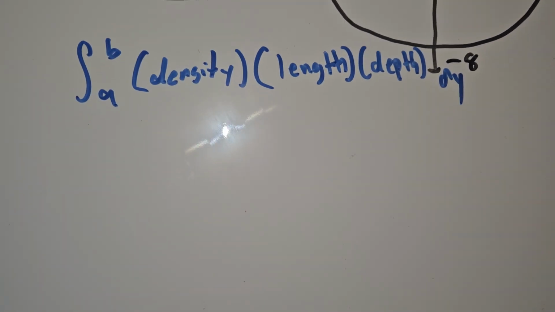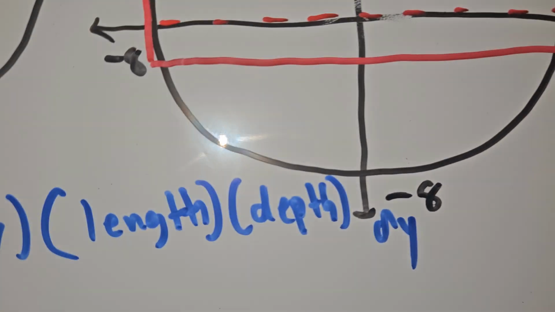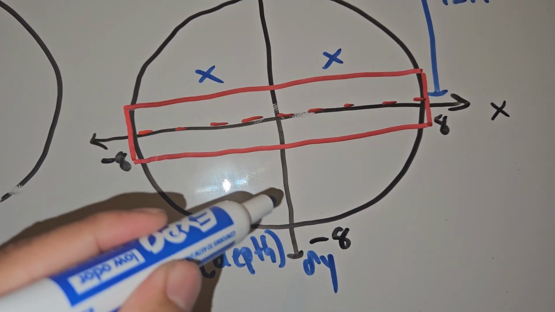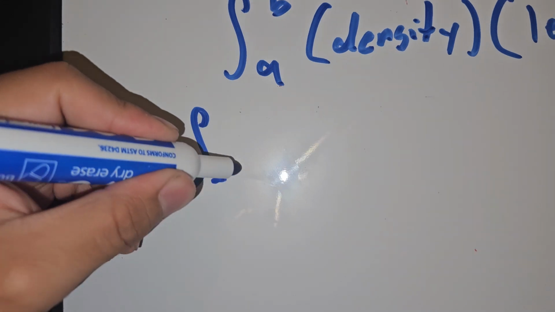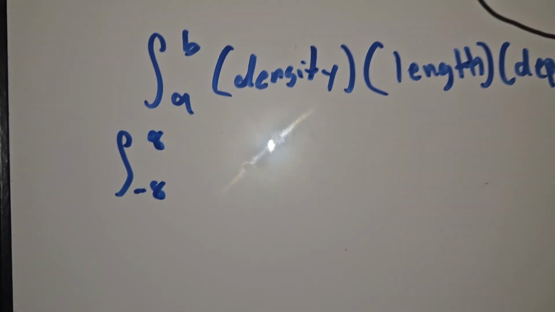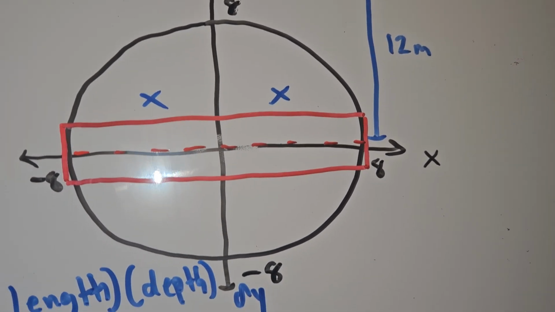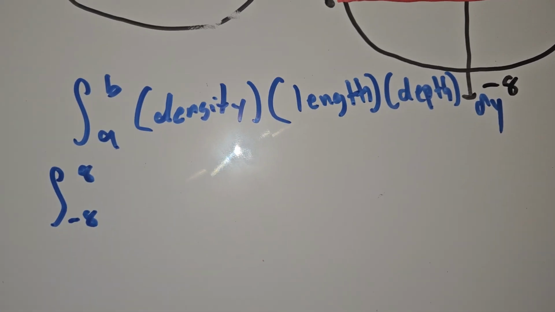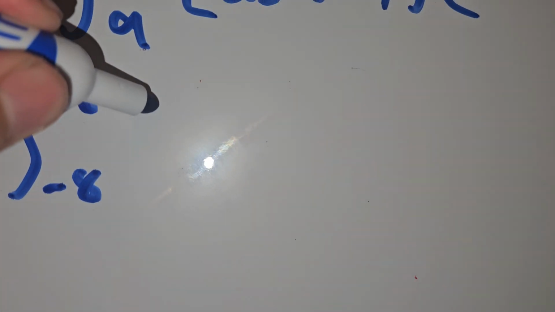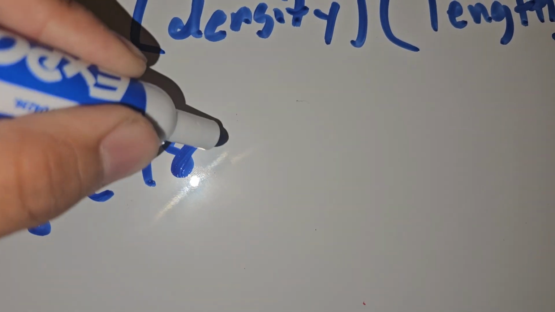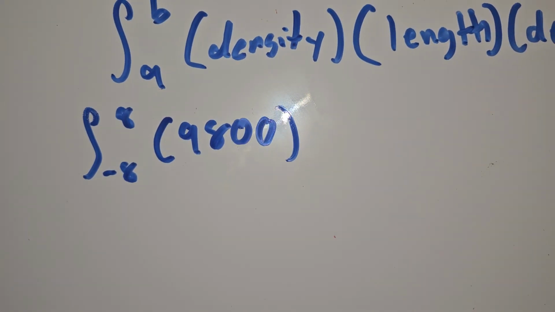So let's go ahead and do this integral. We have the integral from a to b. What is a? We're taking the sum of the rectangles from -8 all the way to 8, so a to b is -8 to 8. The density: we're working in meters, the metric system, not the imperial system, which is feet and inches. So in this case, the density is given to you as 9,800 newtons, but we're not going to write the units just yet.